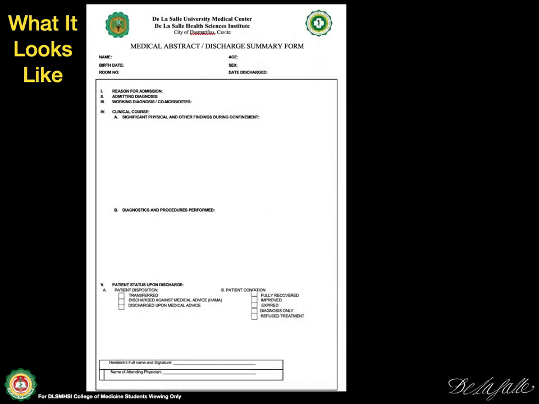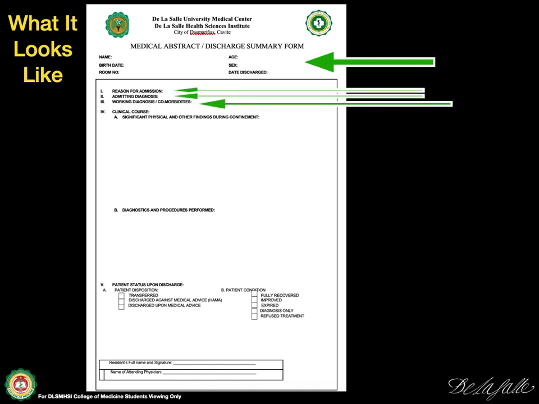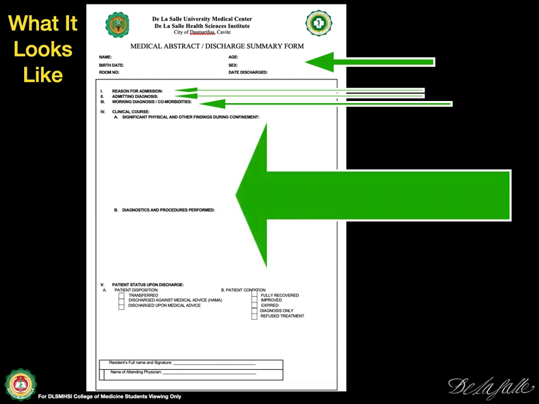Most important to include are the general data, reason for admission, admitting diagnosis, the current working diagnosis or final diagnosis, and including the comorbidities, the clinical course, which includes significant physical findings during confinement, including medications, indicating new, changed, and discontinued, follow-up plans and appointments, outstanding issues for follow-up, and results of any test or lab work pending at time of discharge, and patient status upon discharge, specifically the disposition and condition. This template is being used at De La Salle University Medical Center.